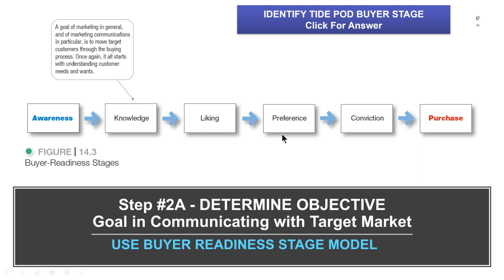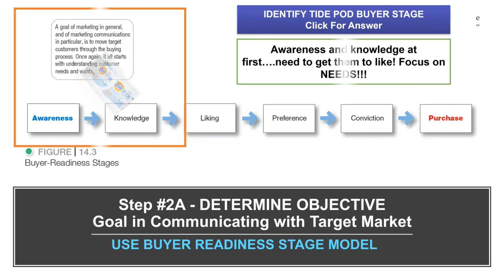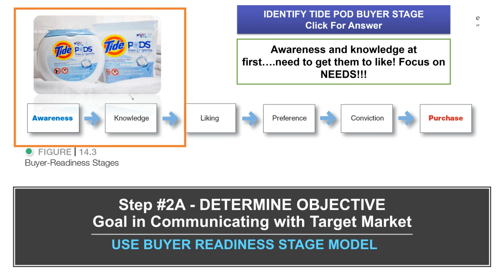The efforts that you take from a marketing standpoint, whether it's through social media, sending out mailers, whatever it might be, or a TV commercial, is going to be different based off of where you are in the buyer readiness stage. So where is Tide Pods? Well, Tide Pods are actually in the awareness and knowledge stage because this is a brand new product. They have to get people to be aware of it and understand how to use it. So focus on needs is super critical here.